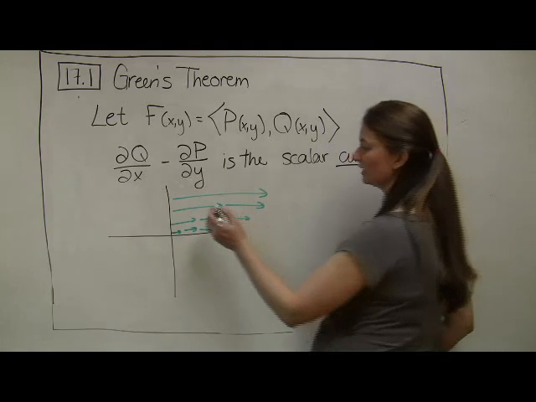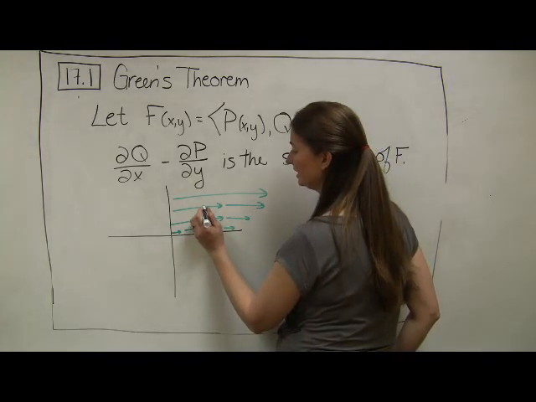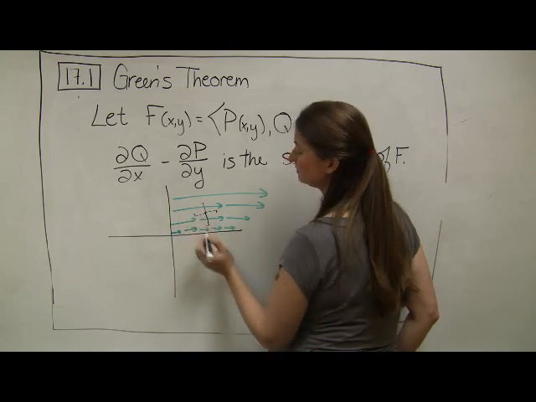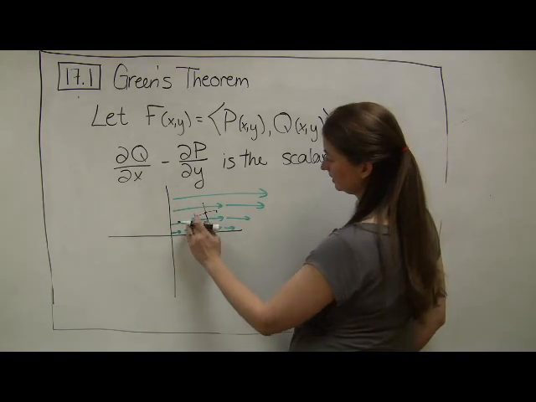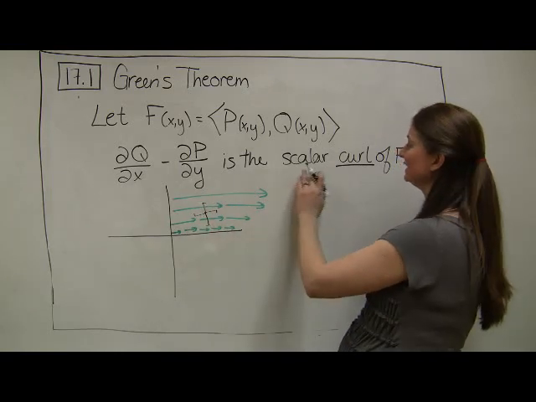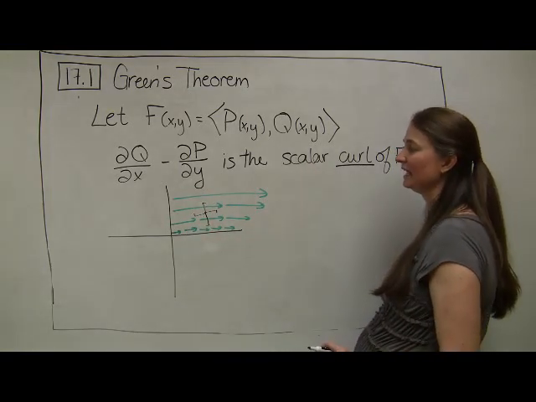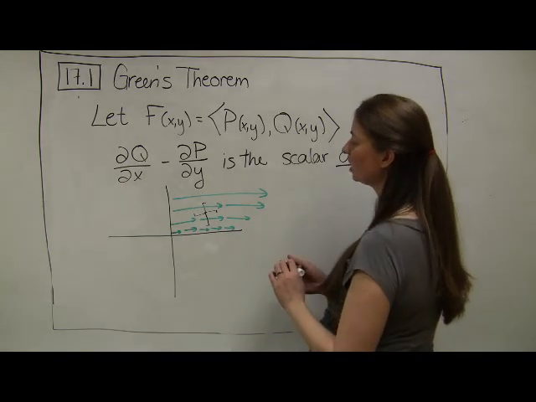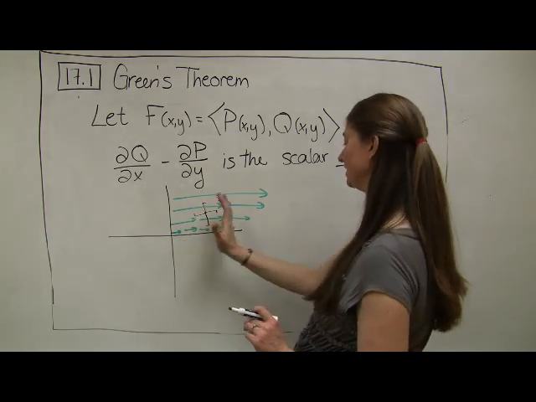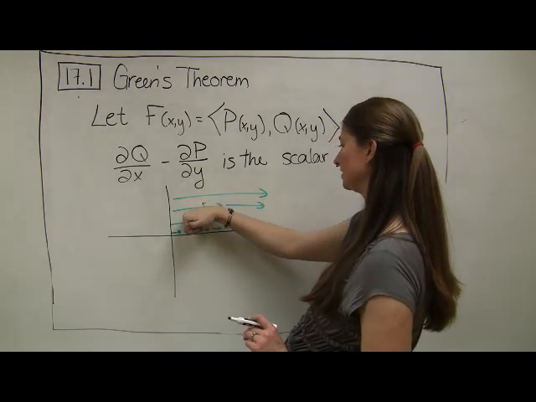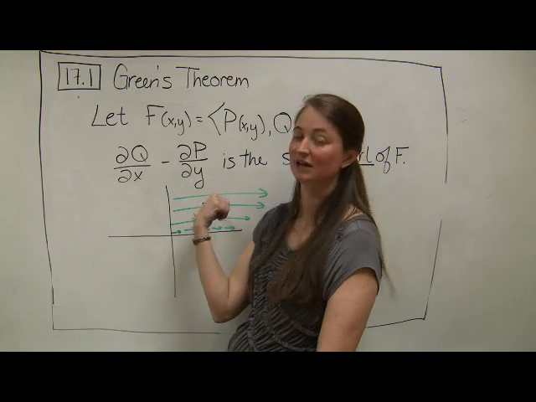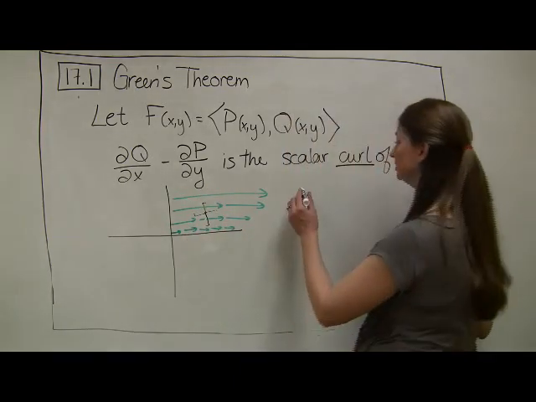And really what it's measuring is, if I put a pinwheel down into this vector field, how would this pinwheel spin? Asking how this pinwheel would spin is exactly asking what the scalar curl of f is. If my pinwheel spins in a counterclockwise direction, then our scalar curl is positive. If our pinwheel spins in the opposite direction, then our scalar curl is negative. This is something known as the right-hand rule.